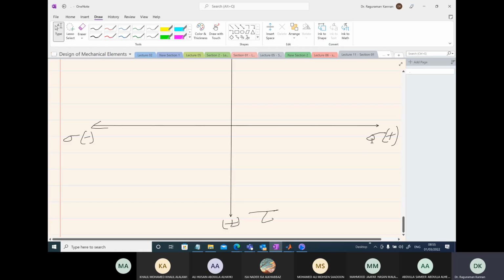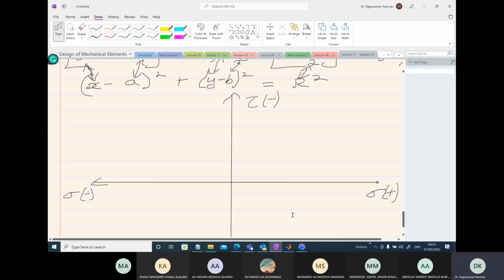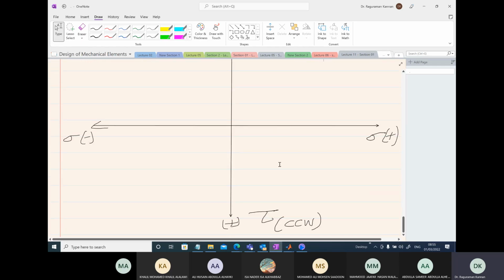Tensile stresses mean sigma is positive, compressive stresses mean sigma is negative. Now for tau, what we are going to consider is the counterclockwise rotation on any given surface is considered positive for the Mohr circle, again by convention. On the other hand, clockwise is considered negative. On any surface, if your shear stress is clockwise, then it will be considered negative for drawing the Mohr circle.